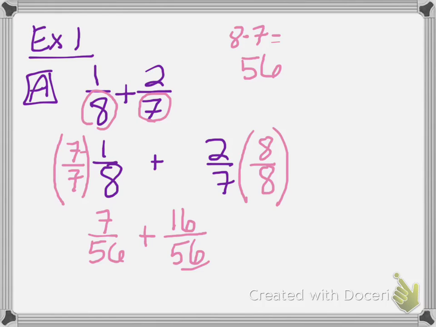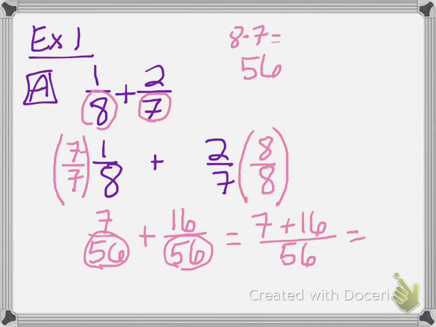My denominators are now the same. That's what we wanted. So I just get to add the numerators across. 7 plus 16 over 56. And 7 plus 16 would be 23 over 56. And there's nothing I can do to simplify. 23 is a prime number, so I am done. The answer for example 1A is 23/56.